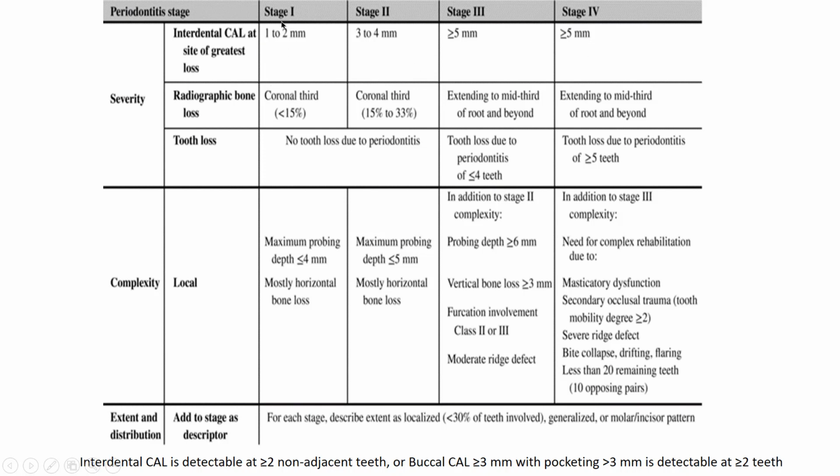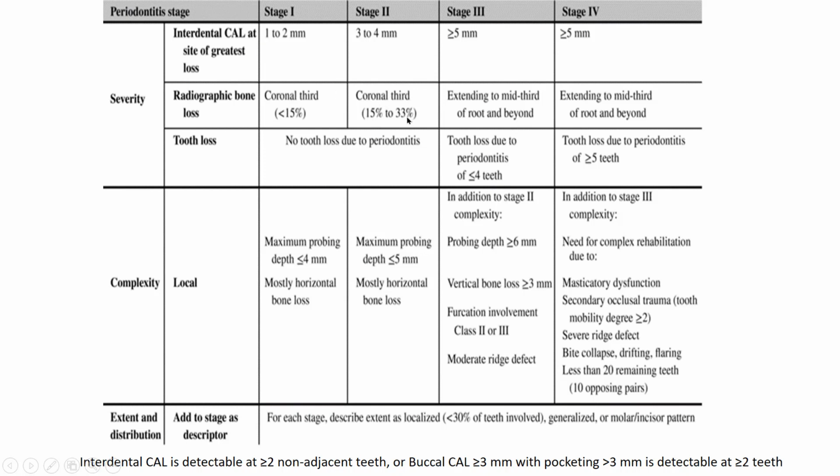So stage 1 is periodontitis, and they're talking about clinical attachment loss, or CAL, at the site of greatest loss of 1 to 2 millimeters. Radiographic bone loss is less than 15%, and there is no loss of teeth due to periodontitis. And typically, patients in this category will have a maximum probe depth less than or equal to 4 millimeters, and mostly horizontal bone loss.